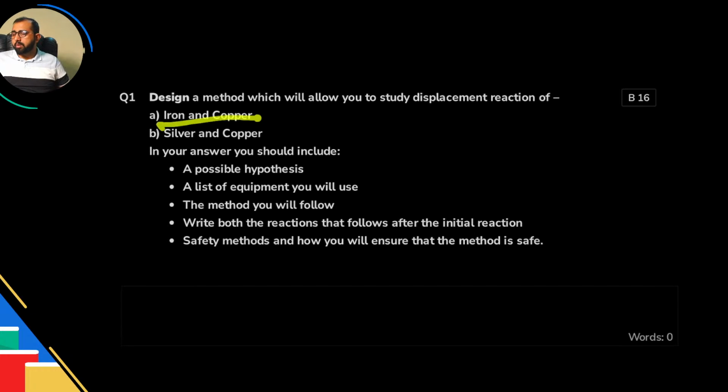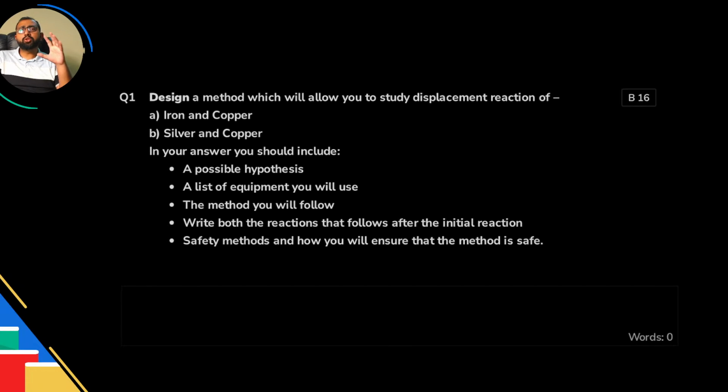So between iron and copper, what will I do? I'll take a solution of iron, add some copper, see if the reaction happens. Then I'll take a solution of copper, add some iron, see if the reaction happens. Wherever I see change, that's where I know a reaction has occurred. Now, how should you answer this question? It's a 16-mark question, so it's very important that you know how to answer this question.